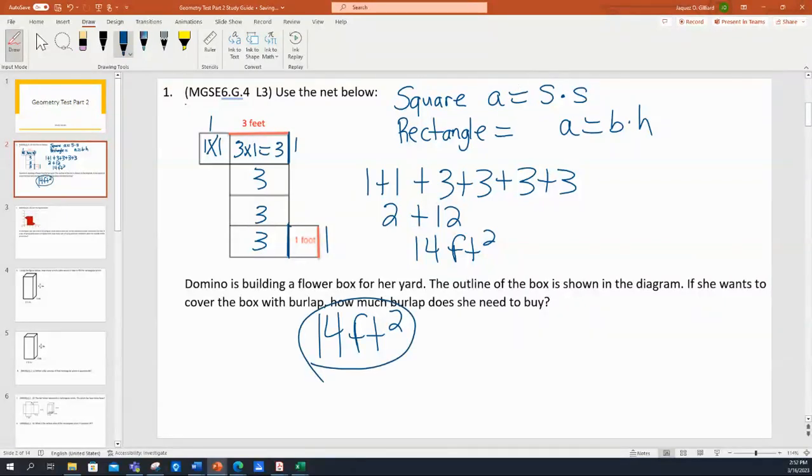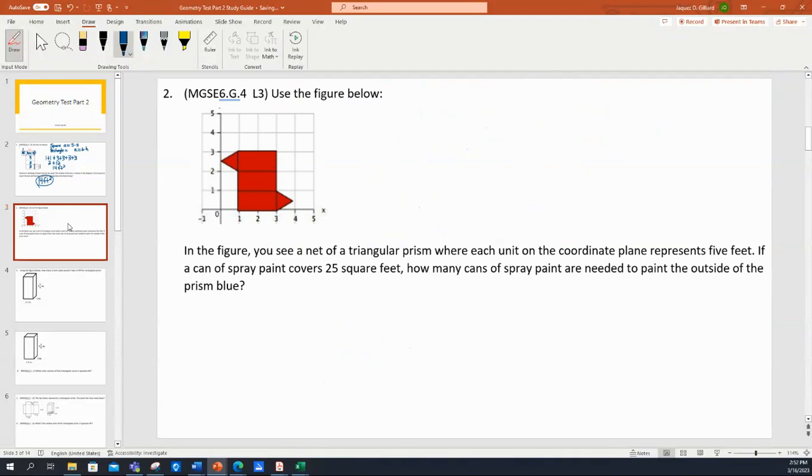So let's move down to number 3. Check this figure out. It says in the figure, you see a net of a triangular prism where each unit on the coordinate plane represents 5 feet. If a can of spray paint covers 25 square feet, how many cans of spray paint are needed to paint the outside of the prism blue? All right, now let's take a look at this particular net that we have here.